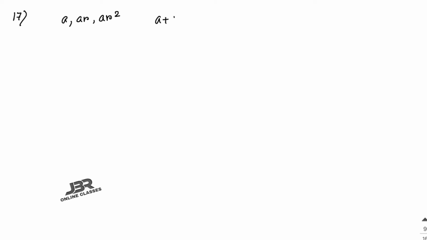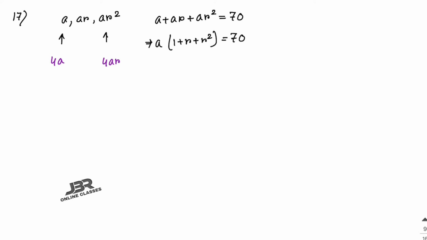According to the problem, a plus ar plus ar square equals 70, the addition of the three numbers. Here if a is common, it becomes a into 1 plus r plus r square equals 70. Now next, if each of the extremes is multiplied by 4. The extremes are a and ar square, so multiplying by 4 they become 4a and 4ar square, and the middle one, the mean, is multiplied by 5, so ar multiplied by 5 is 5ar.